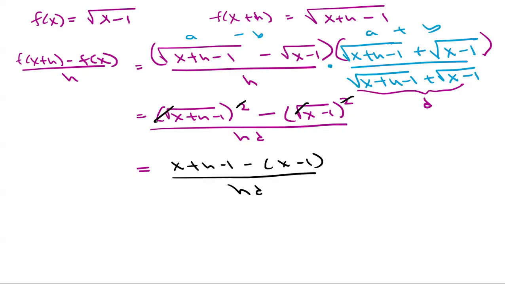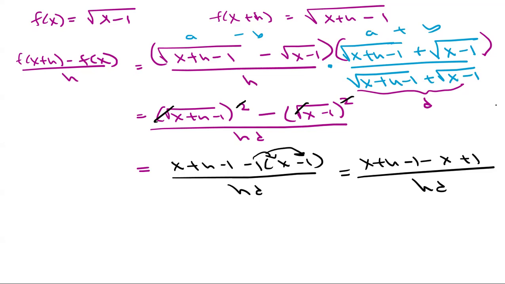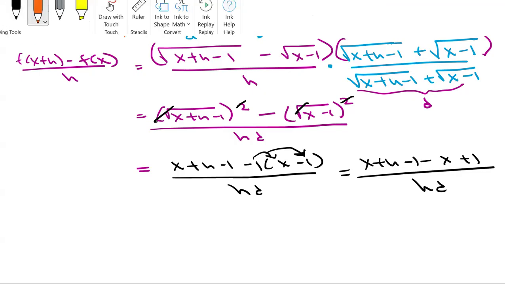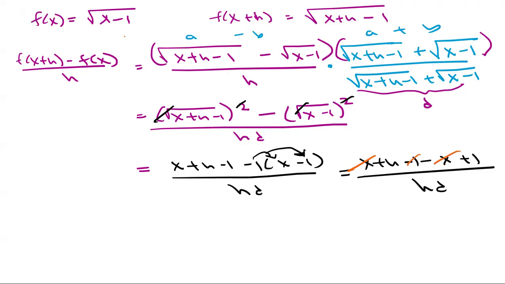All right, so now we just simplify. We get x plus h minus 1 minus x plus 1 divided by hD. Again, I just have a negative one here, so I distribute that to each term. Then I can cancel some information. So the x's go away, then the ones go away. So then we're left with h over hD. And then the h's go away, leaving us with 1 over D.